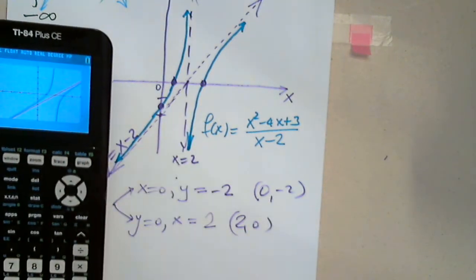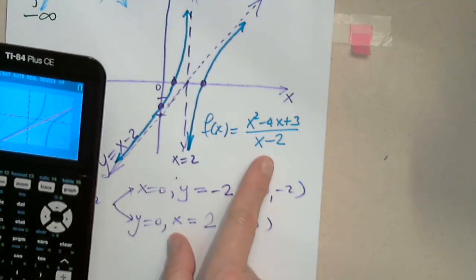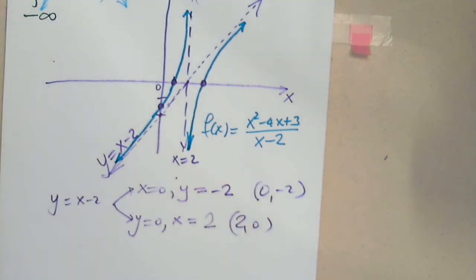I'm not asking you to graph these, but I will ask you to determine the slant asymptote. So a question, for example, for you would be something like, problem, well, let's say 86 on 427.